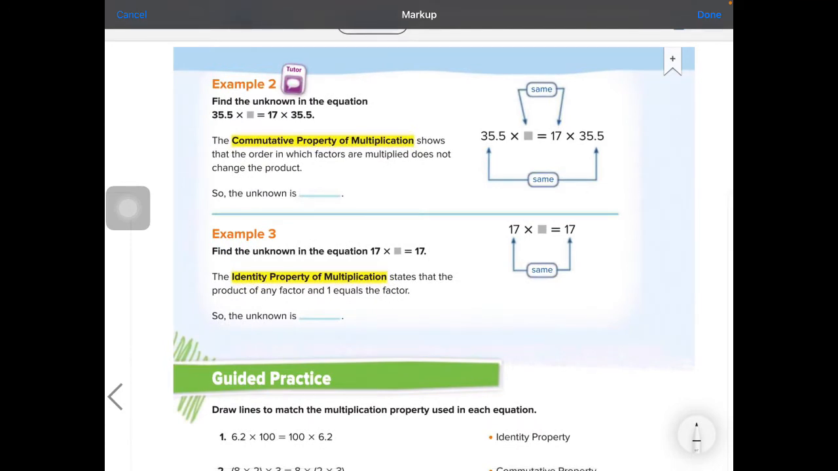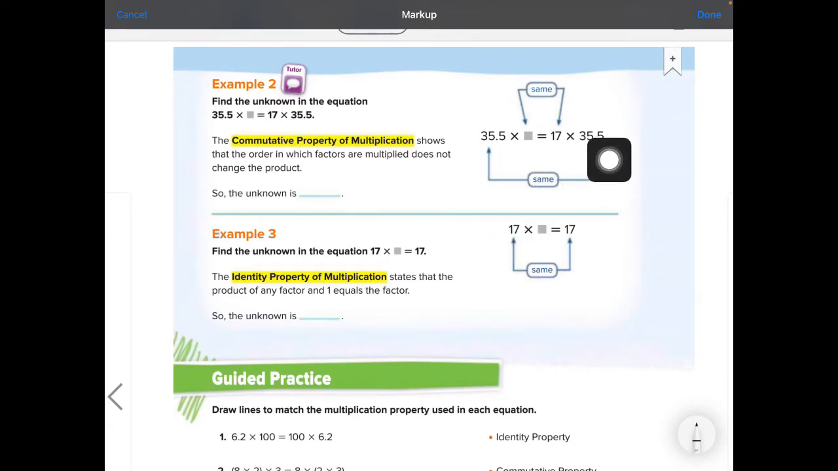Example 2, the commutative property. Remember, in addition, the example of the commutative property was, think of your parents driving to work. They're commuting to work, and they turn around and commute from work back home. And so the only thing that changes is the order. That's a similar thing with the commutative property.